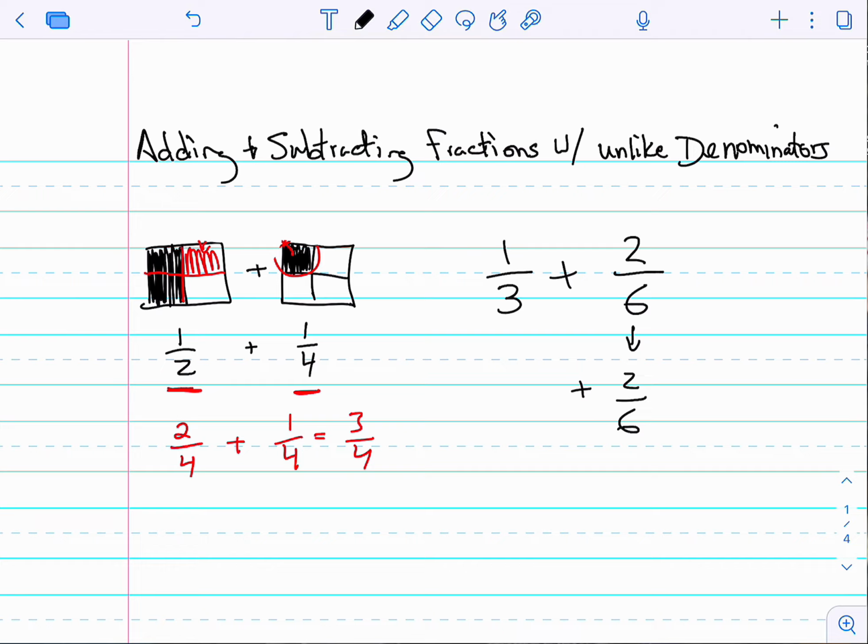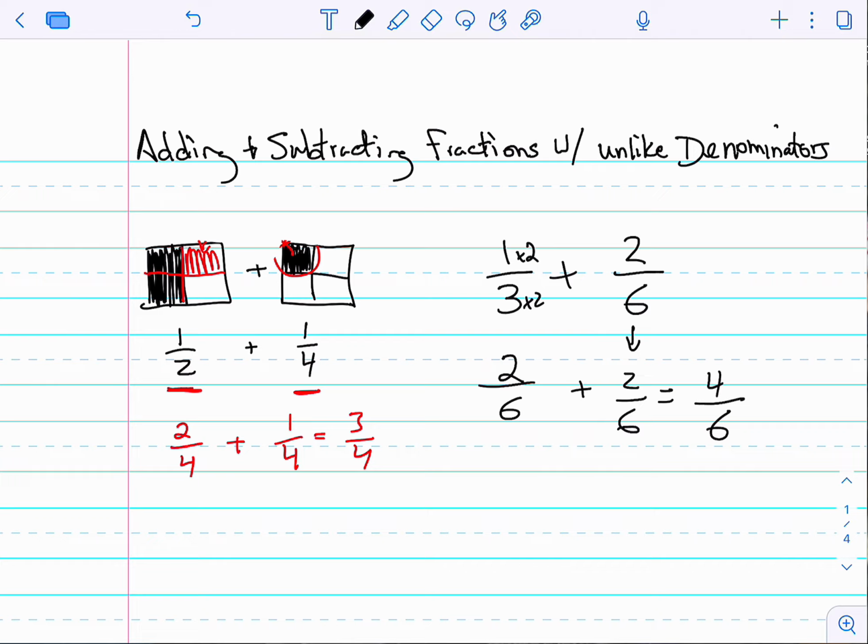So that one stays the same. I need this one to become 6. So looking at the denominators, what do I multiply this by to get 6? Times it by 2. So I have to multiply the top number by 2 as well. So then this one becomes 2. So 2/6 plus 2/6 equals, and again the rule is the same. We keep the same denominator, and then we only add the top: 4/6.